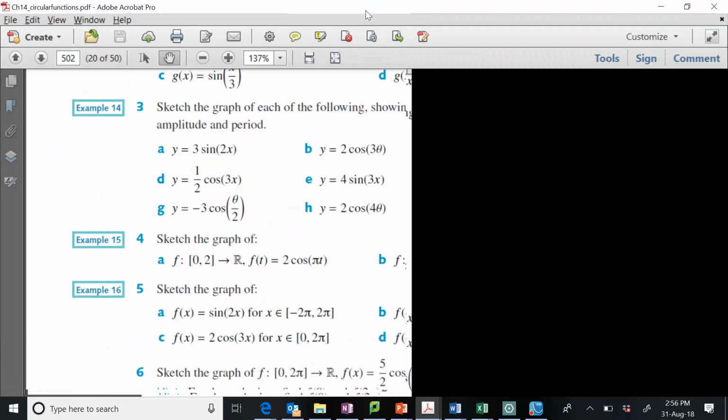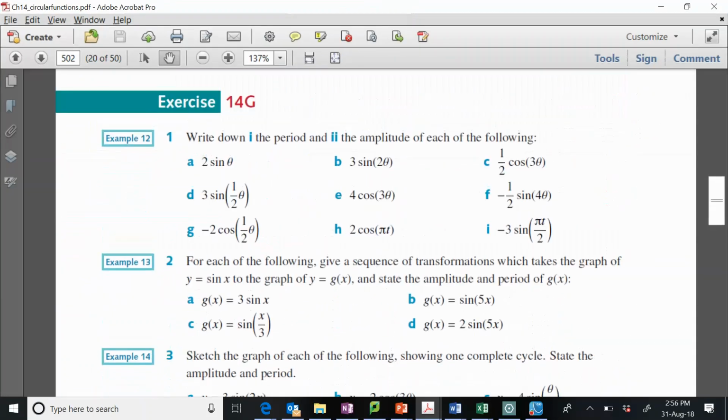Bigger. All right. This is year 11. This is 14G. Those are the questions up there. Have a look. I'm going to mark.